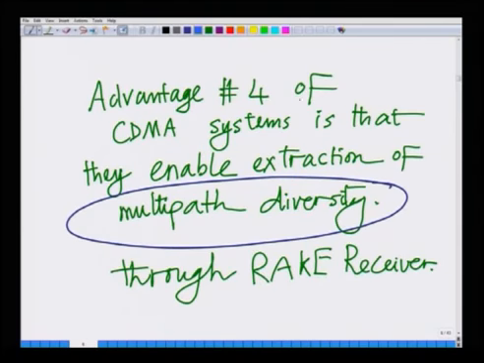Hence, another very significant advantage in CDMA systems is that they enable extraction of multipath diversity, which was not previously possible in the kind of systems that we looked at, and this is possible through the rake receiver. Hence, the rake receiver has a significant role in CDMA based communication systems.